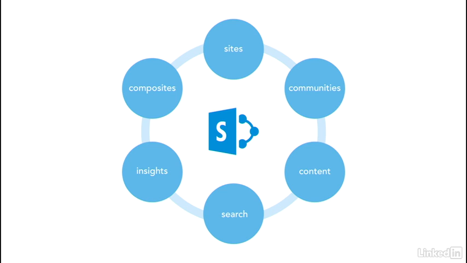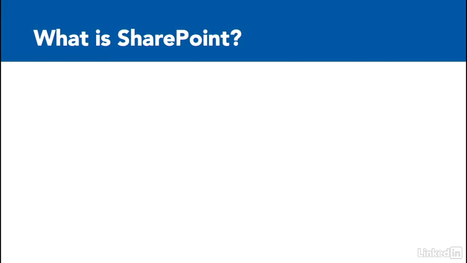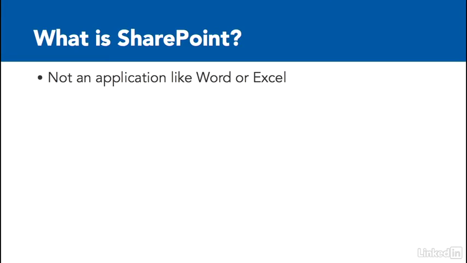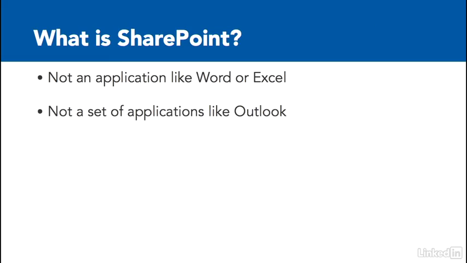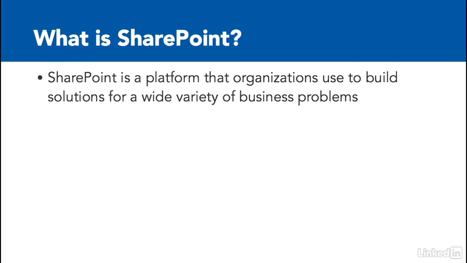There's lots of out-of-the-box capability to create sites, to invite people to specific communities, to be able to manage our content, to search through it, and to garner some kind of business insight around it. But composites truly make SharePoint extensible and useful in every business setting. So what is SharePoint? It's not an application like Word or Excel. It's not a set of applications like Outlook. SharePoint is more than a program. SharePoint is a platform that organizations use to build web-based solutions to solve a wide variety of business problems.